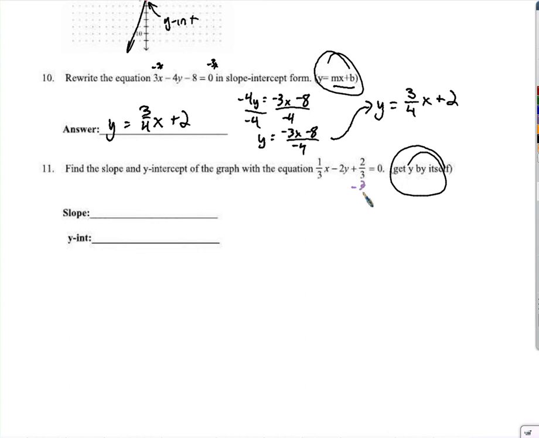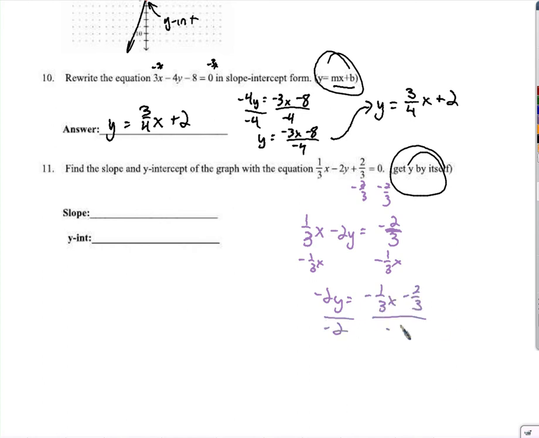All right, so we'll take it real slow. You can do it faster if you want, but I'm just going to subtract 2/3 from both sides. So I get 1/3 x on this side minus 2y equals negative 2/3. And I'm going to subtract 1/3 x. Negative 2y equals negative 1/3 x minus 2/3.